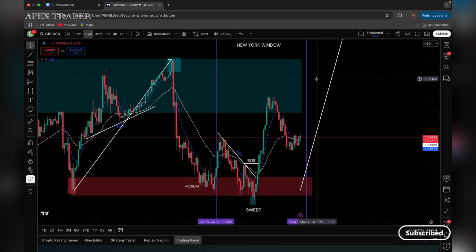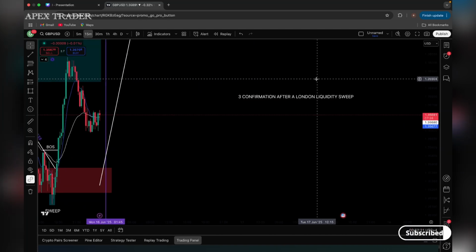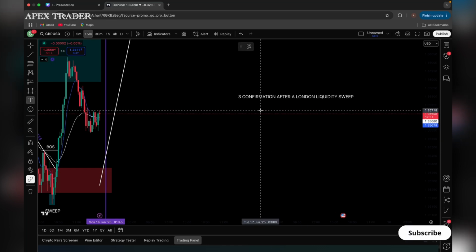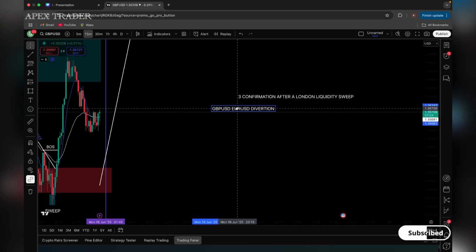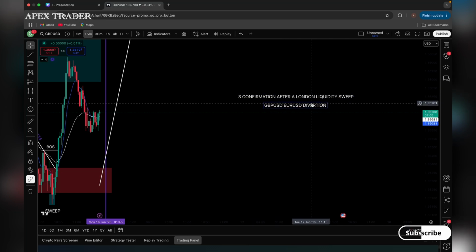And one more thing, whenever you're trading GBP USD, you have to see EUR USD also, because they both are similar. They follow each other. The first confirmation will be that also. If EUR USD is following GBP USD, that's the first confirmation. Or else what you can do, GBP divergence. First confirmation. This is not a good example. This is a good example, by the way.